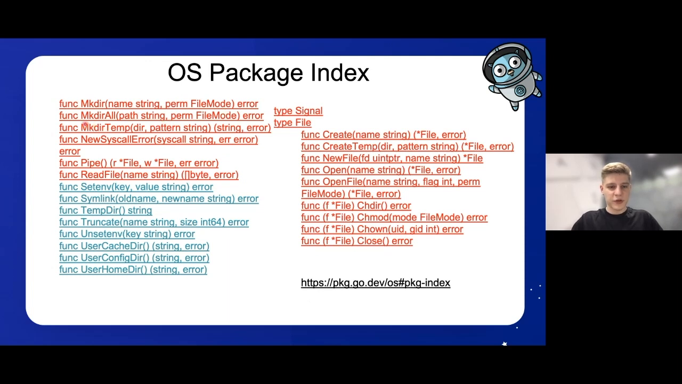We can create several directories. We can create a temporary directory. We can create some syscall error, create a pipe. We can read from the file. We can set an environment variable and use it in our application, and there is as well GetEnv, which allows us to get the value of an environment variable from our operating system. Again, temp directory.